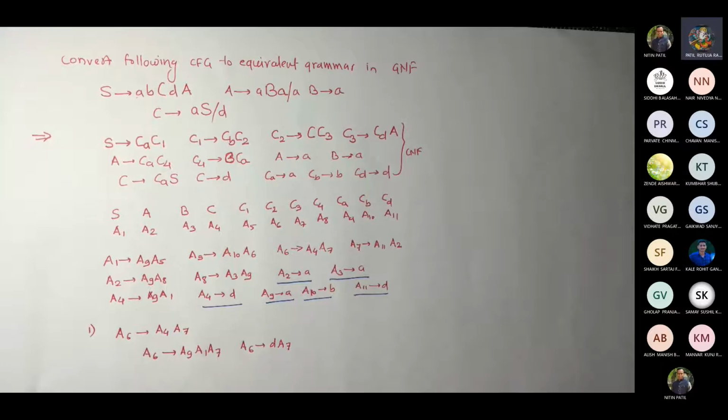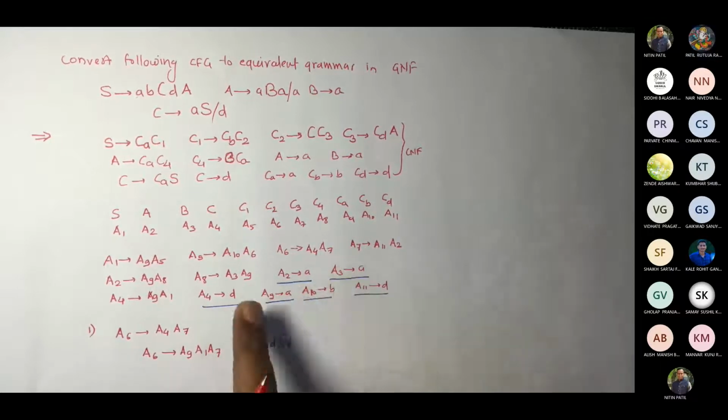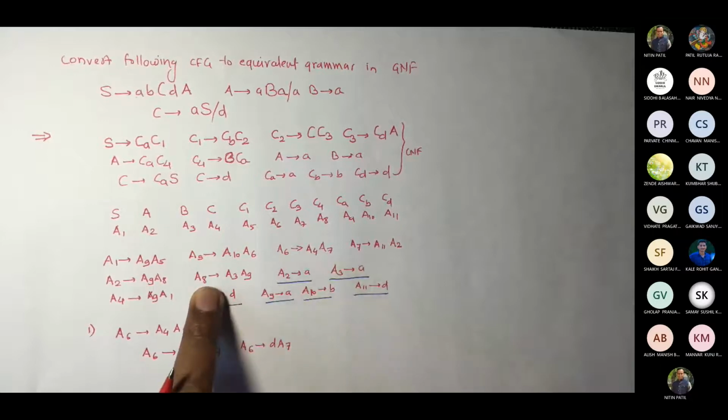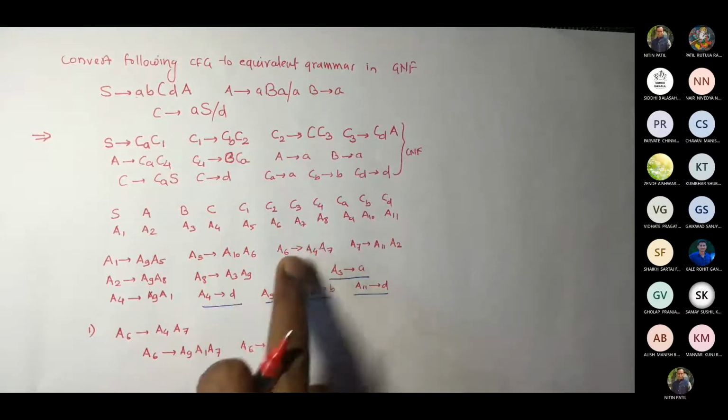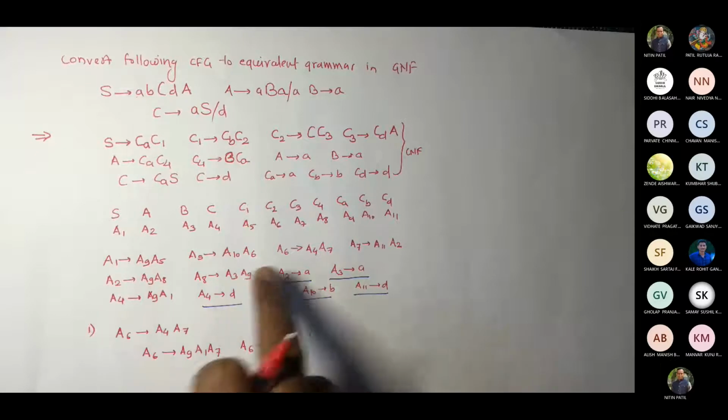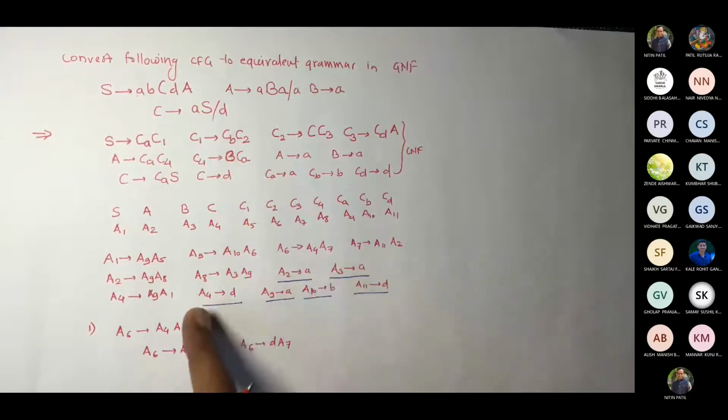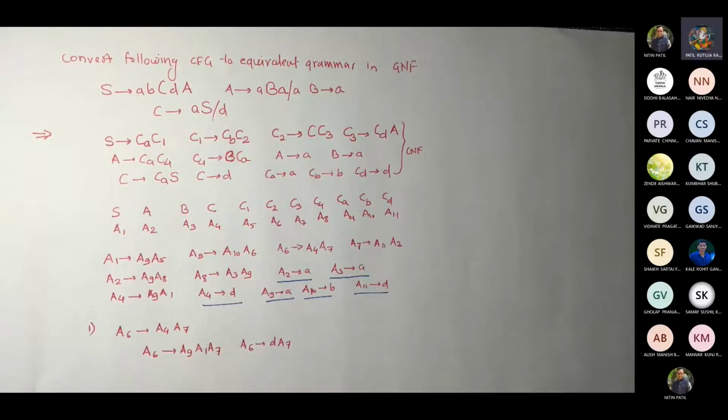Sir, instead of A6, can I choose A8? It is possible. You can choose either of them. If I go by order, I may choose A6 or I may choose A8. It's not a problem, but it would be better if you follow the order, considering the index. You could have done A8, not a problem. Okay, sir. Now this isn't required.